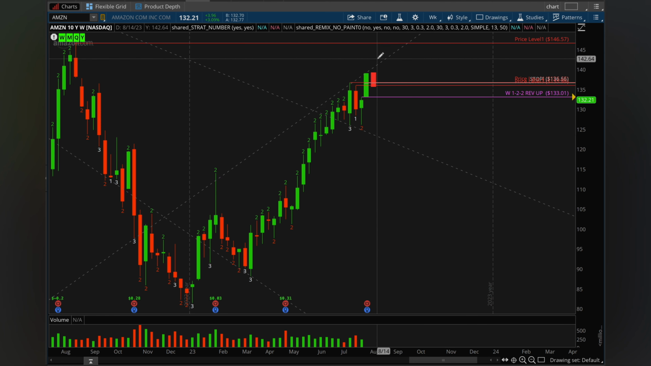And anything after that is just extra. You can just keep bumping your stop up, and you're just looking for that rejection to take you out of the trade, and you let your stop take you out of the trade. So that is how you trade a 1-2-2 rev strat, bullish, and the same thing goes for bearish too.